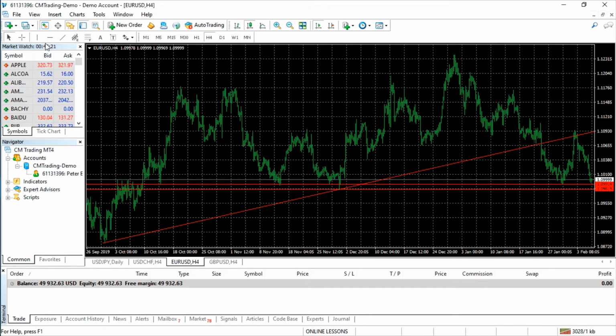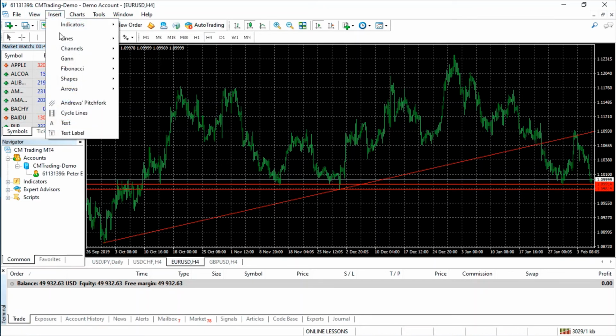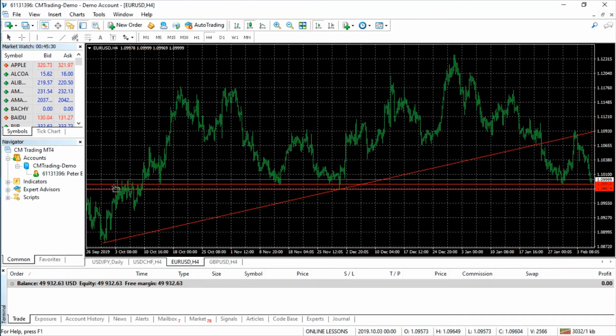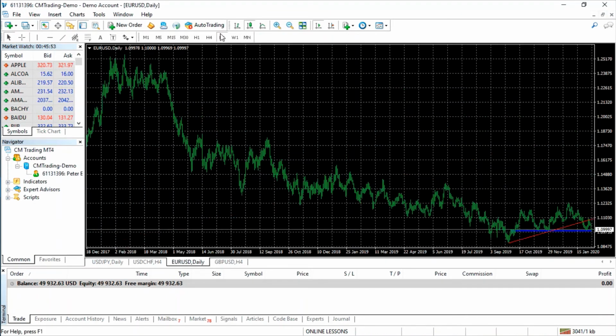You just come to insert, then you go to shapes, then you select the rectangle. Once you select the rectangle, you just drag and drop it onto the zones that you have in mind. When the market is moving to these support or resistance zones, you won't need the horizontal lines. You just delete the horizontal lines, so you'll have something that looks like this.